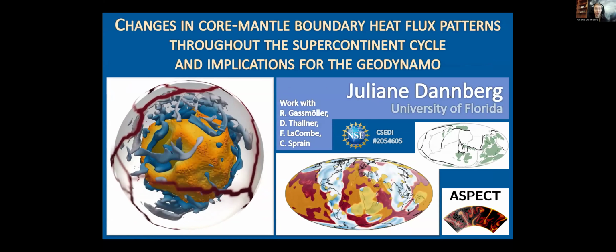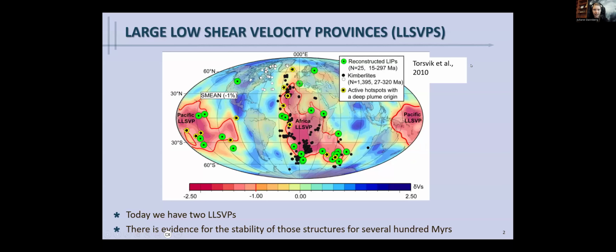Okay, so I want to talk about changes in core mantle boundary heat flux through the supercontinent cycle and how that might affect the geodynamo. This is work I did with Renee and with Dan Tellner and Fritz Lecomte and Courtney Sprain. Fred nicely set this up, talking about the LLSVPs and all of the observations we have for the present day, so I don't have to introduce that anymore.